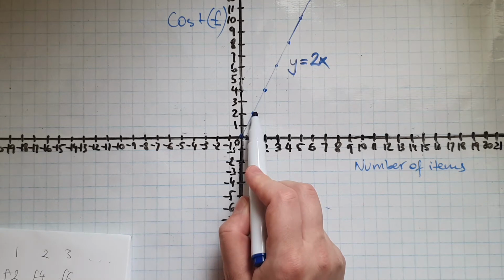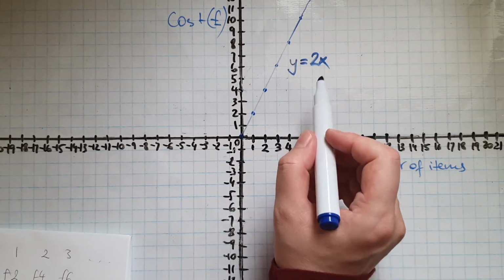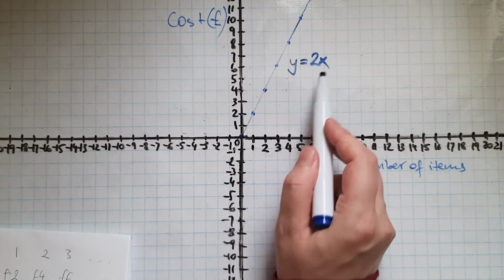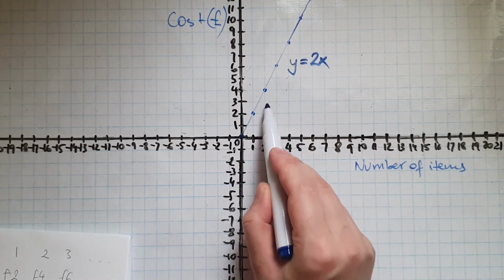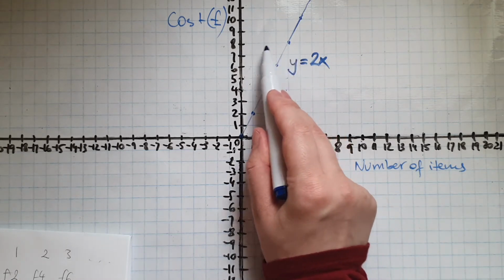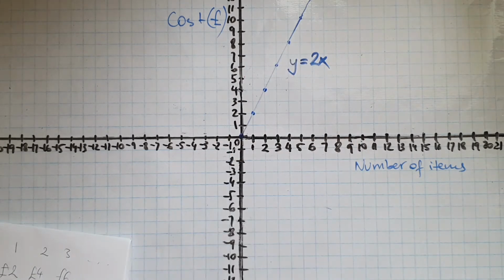So y is 2 when x is 1, because 2 times 1 gives us 2. 2 times 2 gives us 4. 3 times 2 gives us 6. 4 times 2 gives us 8, and so on.